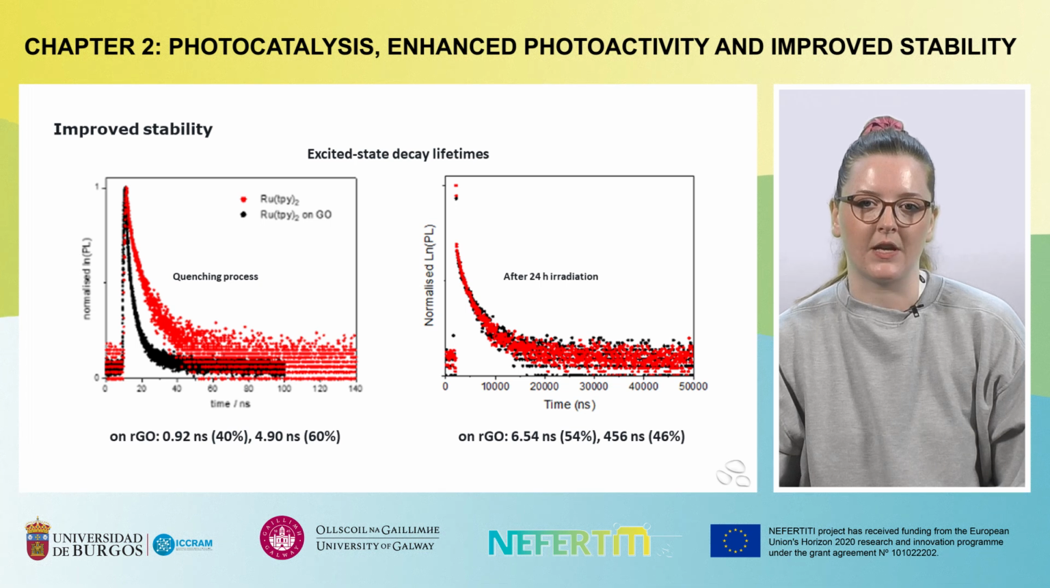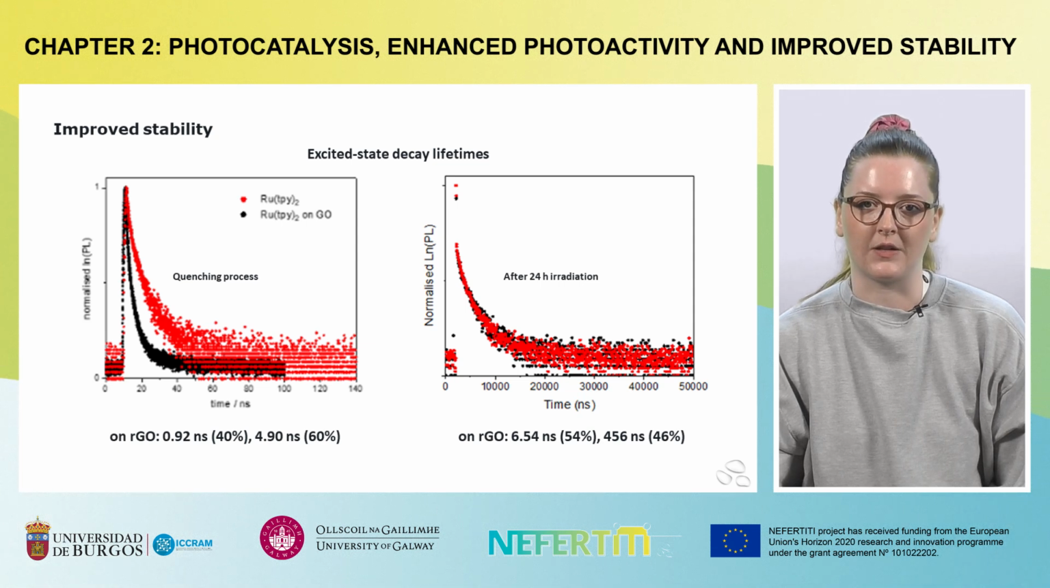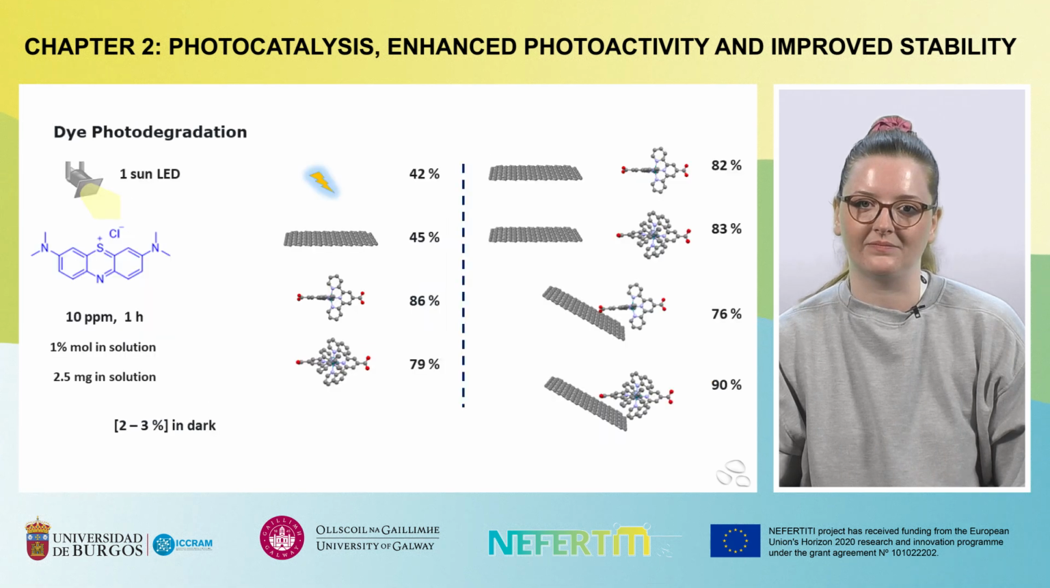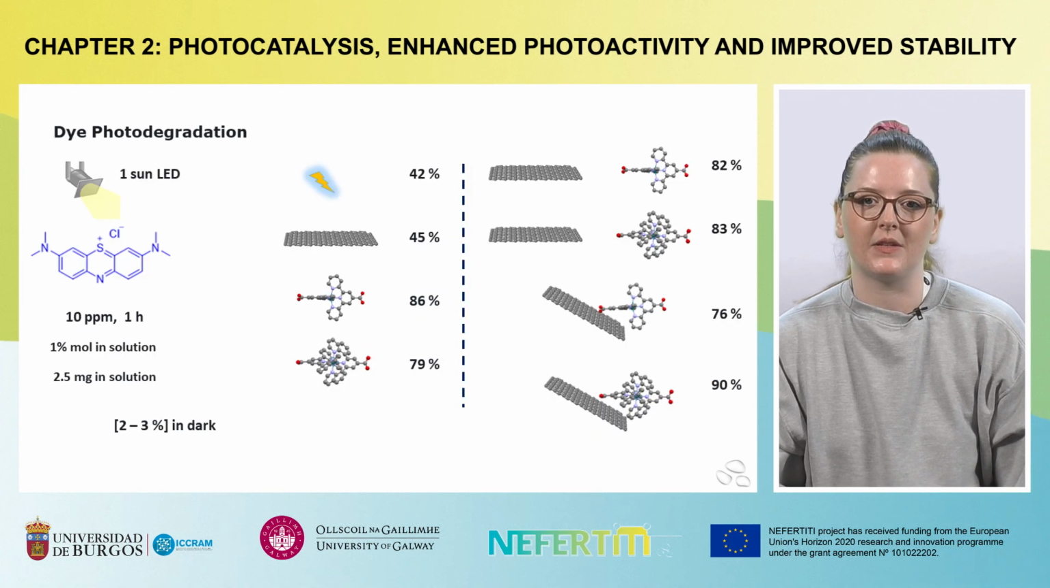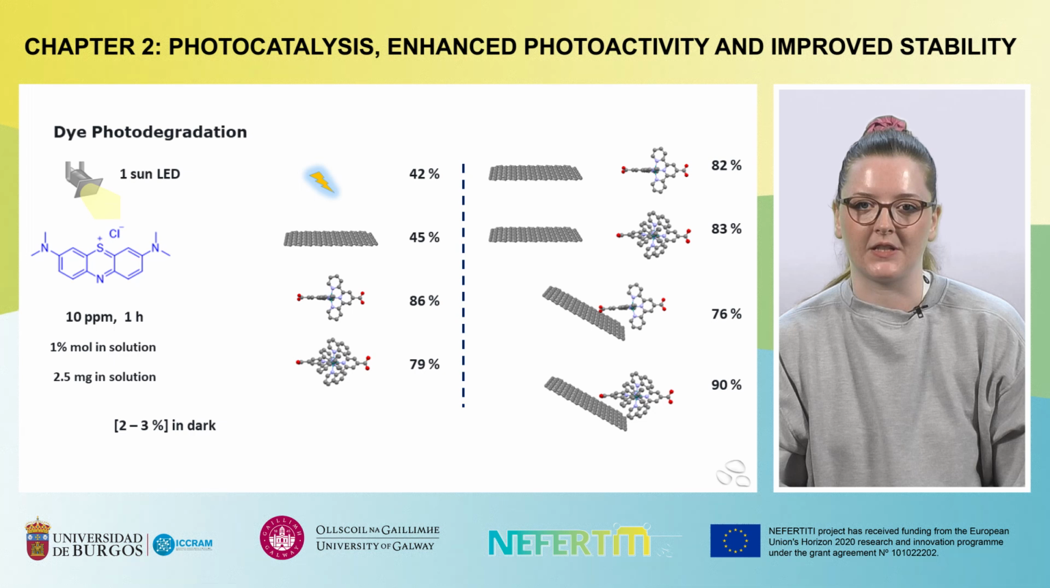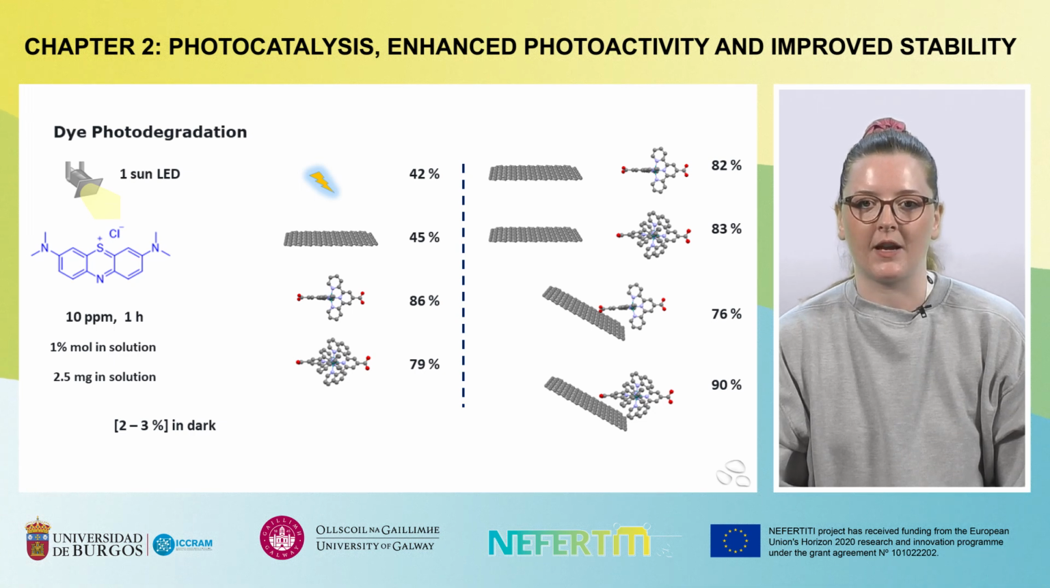Photostability tests show that ruthenium DQP, anchored to graphene oxide, maintains its emission intensity and excited state profile after 24 hours of irradiation, demonstrating good photostability. We tested photocatalytic performance using methylene blue dye degradation experiments with UV-vis spectroscopy to measure dye concentration before and after catalysis. Both ruthenium anchored materials showed promising photodegradation without catalyst leaching.